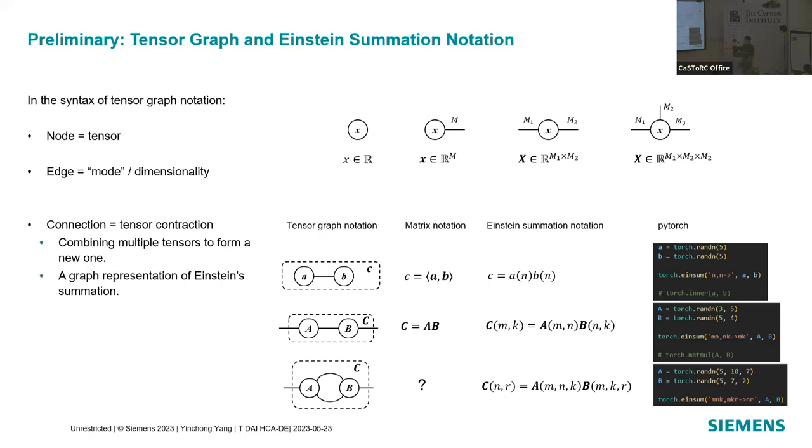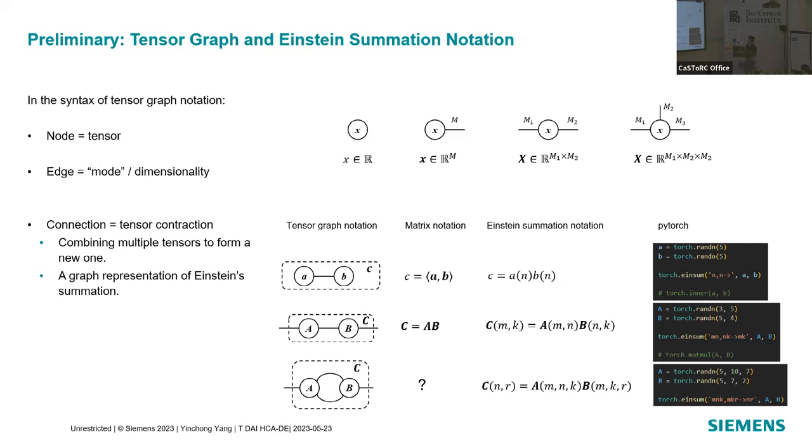And the reason that I introduce these two sets of toolbox is that there is actually a one-to-one, unique mapping between the tensor graph notation and the Einstein summation notation. We can express any tensor contraction that can be expressed with a tensor graph notation with the Einstein summation notation. And the Einstein summation notation is well represented and implemented in a lot of libraries, for example in NumPy, in TensorFlow, in Torch.